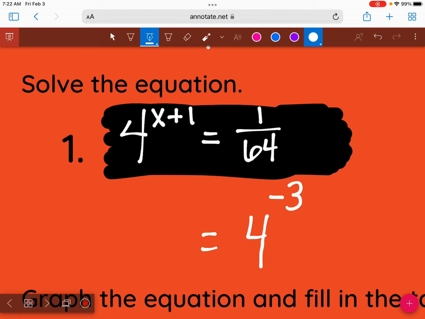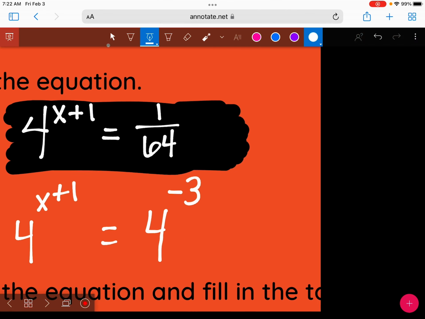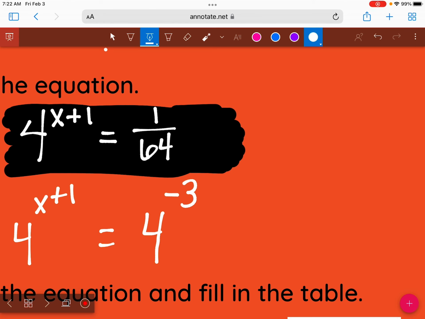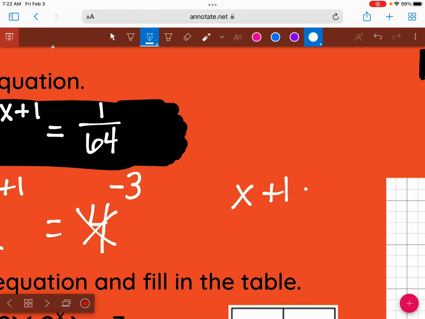So now that I have the right side with a base of 4, I'm going to keep my left side with a base of 4. Which means what can I do now? Yeah, we can cancel out these bases and just say, all right, I want to know when x plus 1 equals negative 3.